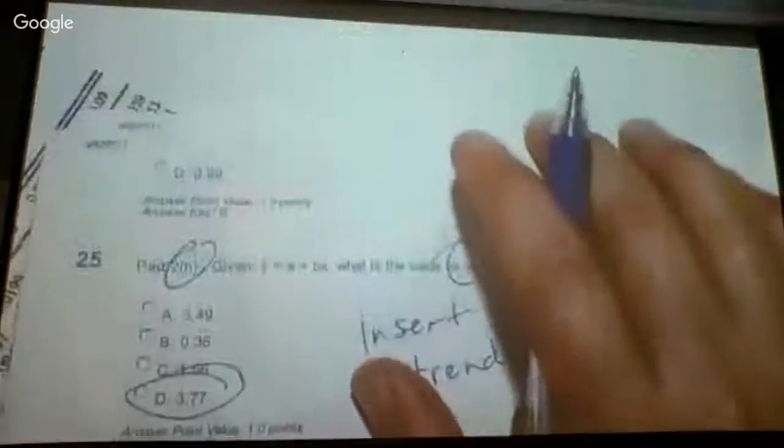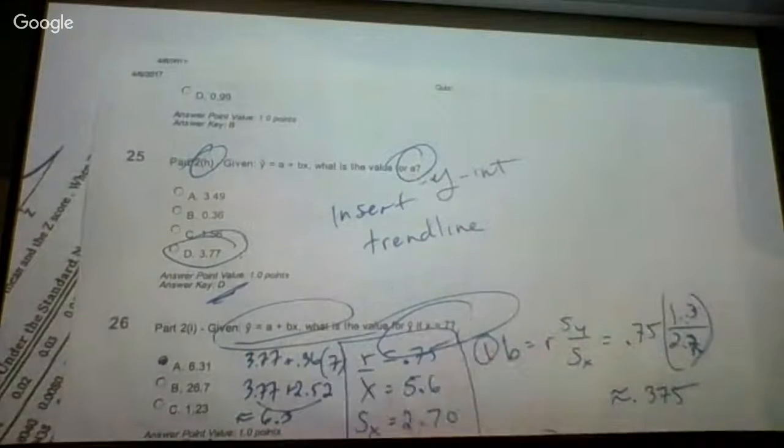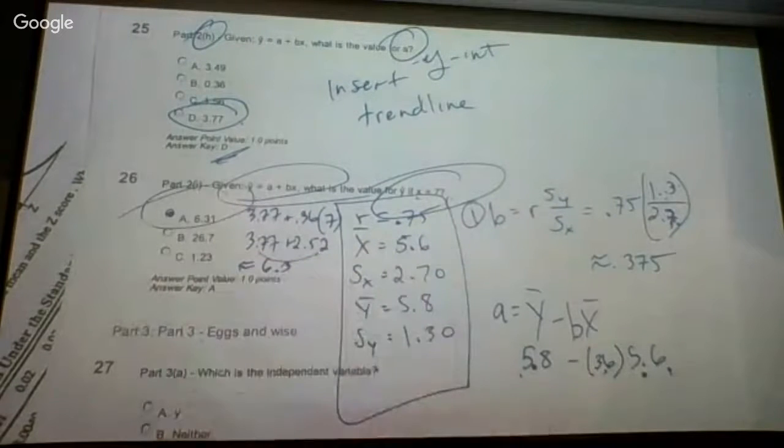Number 25, the value for A, which is the y-intercept, is around 3.77. And if you input X equals 7, 26A.